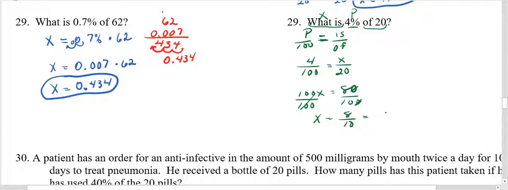If I wanted to make it a decimal, I can make it 0.8, because I just moved my decimal one place to the left. If I wanted to leave it as a fraction, I would just simplify. So I divide them both by 2, and I get 4/5. So either way is correct.